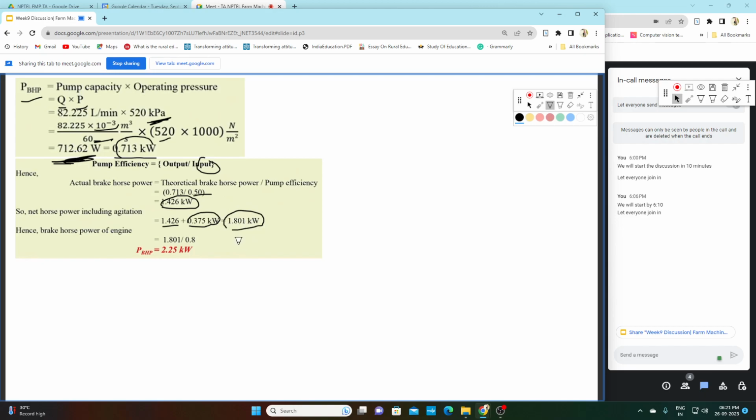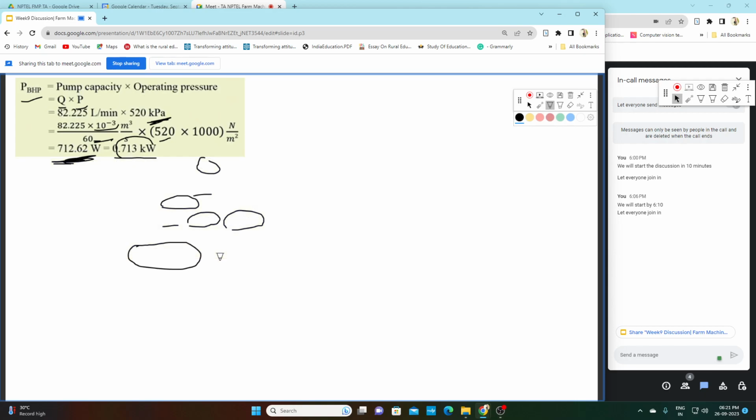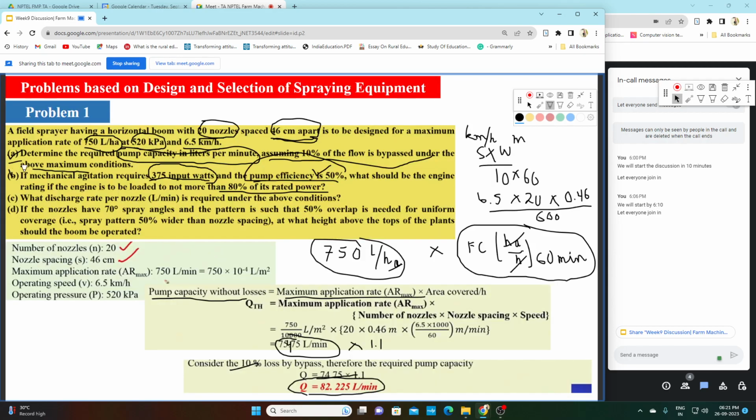Now we have to operate this at 80%, that is the maximum we can operate, so we again divide by 0.8 or 80%. So we will get our required power for operating the pump. Okay, this is our second part, the second part is also over. Now we are left with the third and fourth parts of the question. The third part is, what is the discharge rate.